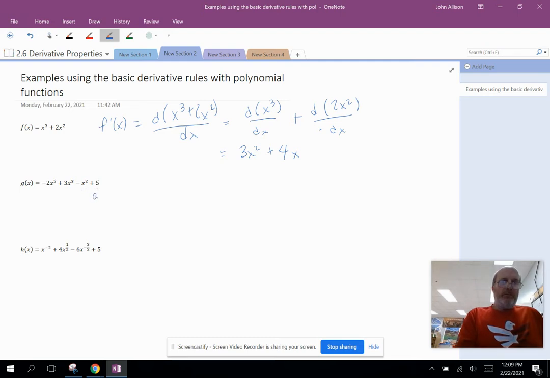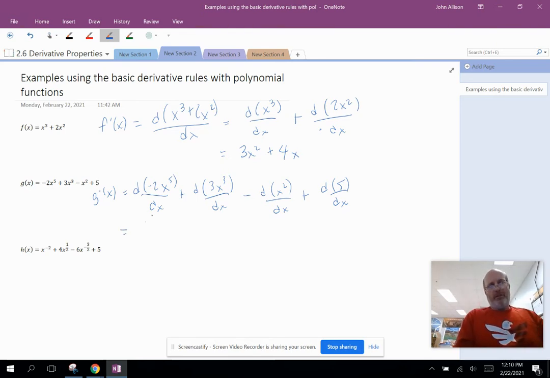If we're going to do g of x and find g prime of x, that's the derivative of each of these terms. We can take it term by term and get the derivative of negative 2x to the fifth with respect to x, plus the derivative of 3 times x to the third with respect to x. Whoops, minus, let's do minus there. The derivative of x squared with respect to x, plus the derivative of 5 with respect to x.